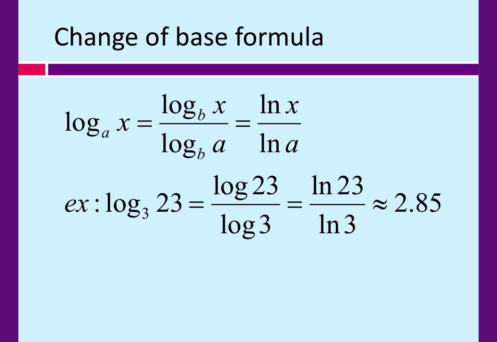This is what is used when you're trying to find a log and the base is not 10 or the base is not e, right? Our calculators have a button that says log and a button that says ln. Log is log base 10, and ln is log base e. But what happens if that is not the case? What happens if you had something like log base 3 of 23?